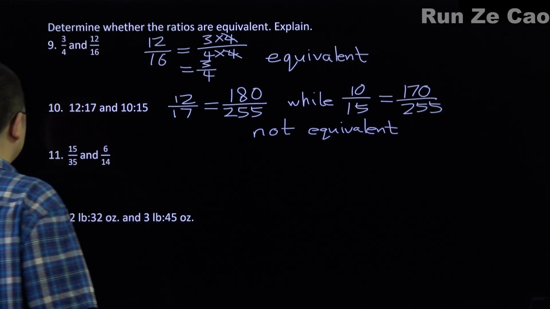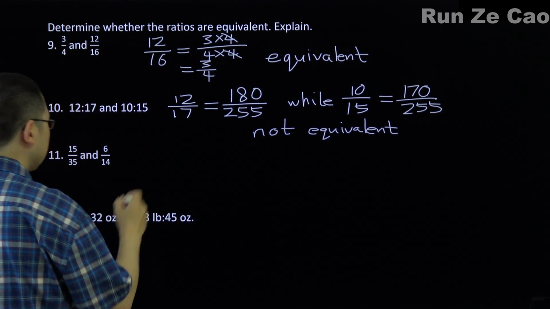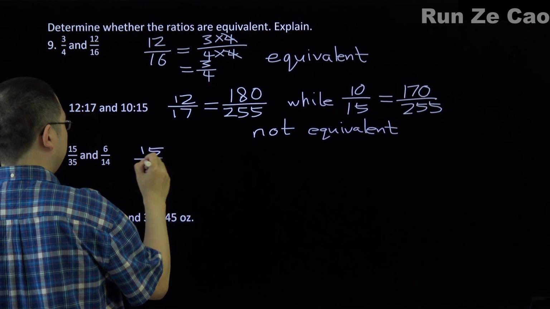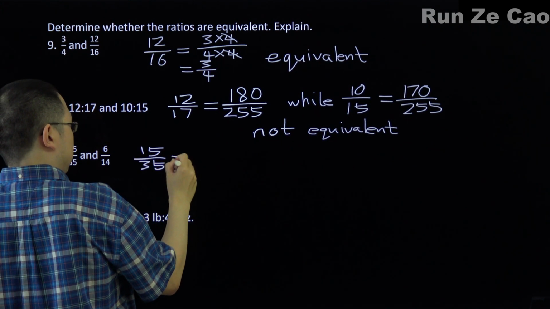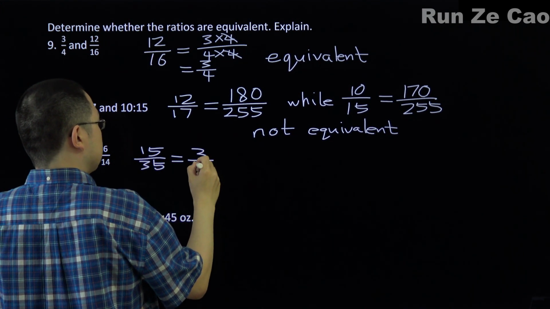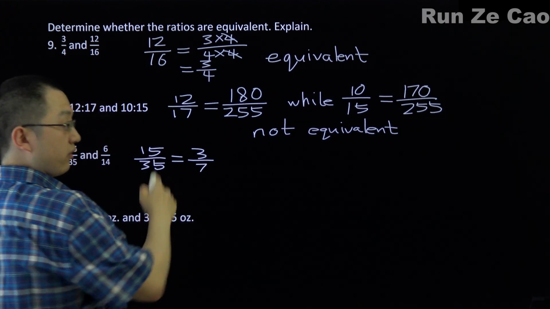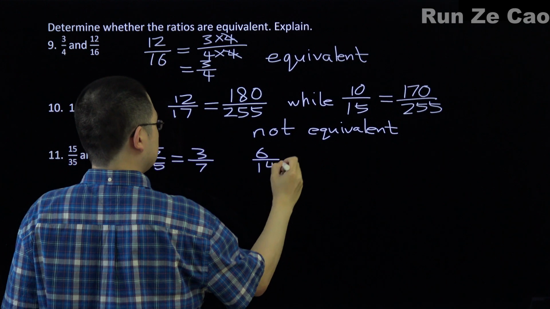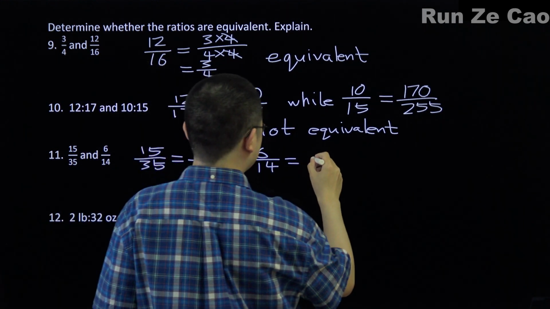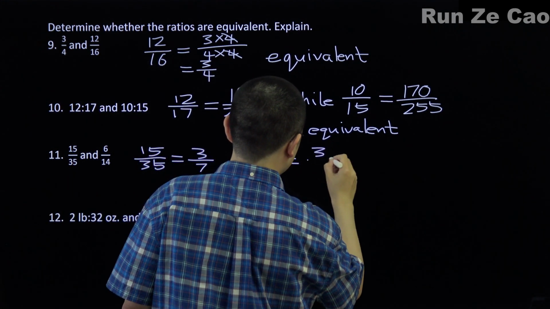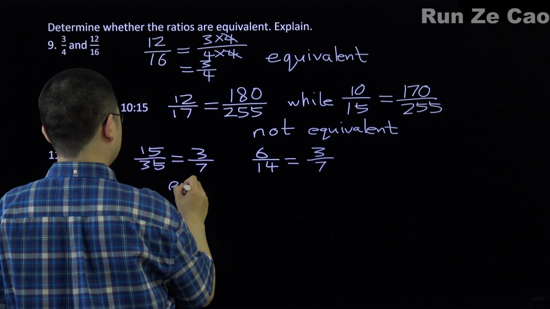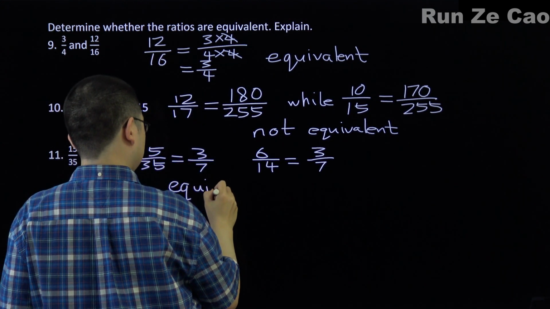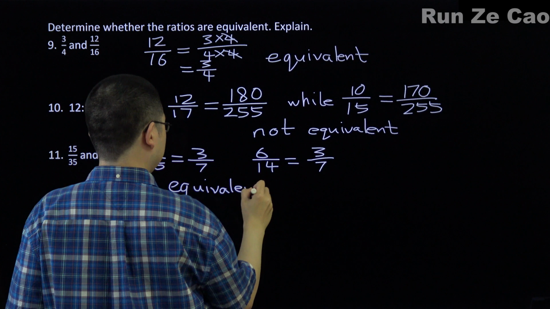Okay, 15/35 and 6/14. Well, 15/35 is equal to 3/7, because we divide both by 5. Okay, 6/14 is equal to, we divide both by 2, 3/7. Thus they are equivalent. So you show that they are equal to the same fraction.